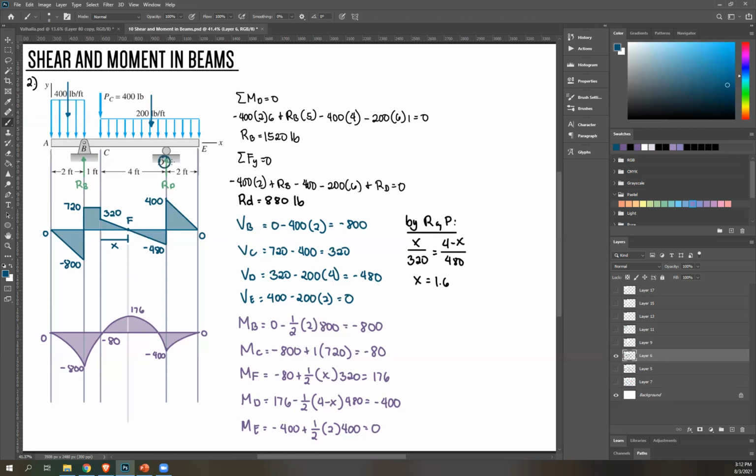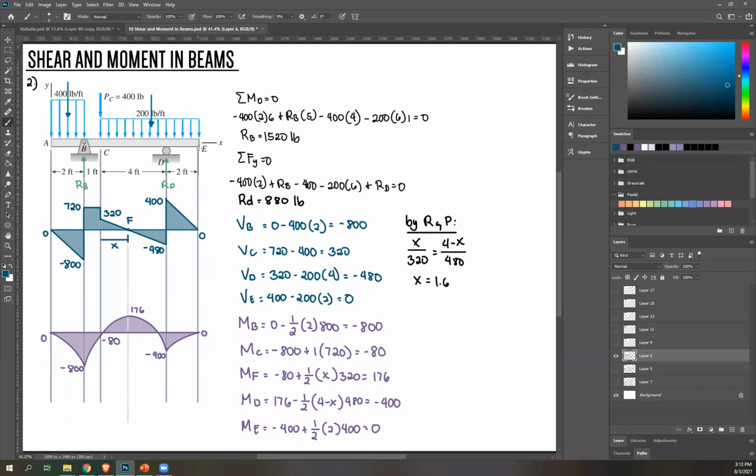So now the next point of interest is your D. So let's solve for moment at D. So getting your previous moment, so positive 176. This area is negative, so minus. That's again a right triangle, so 1/2 base times height. 1/2 base, this is 4 minus x, so 4 minus x times height, which is 480. Solving for that, you get negative 400. So that's why here, again, negative area, so negative slope until you reach negative 400.